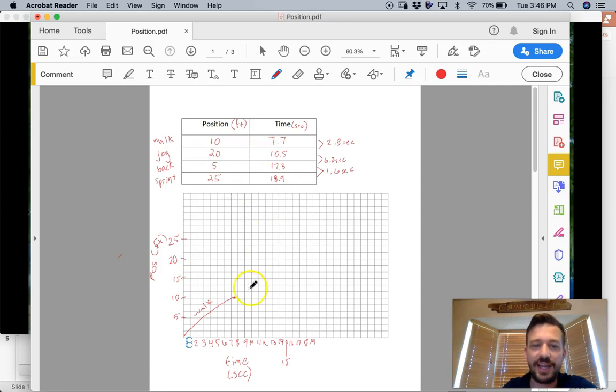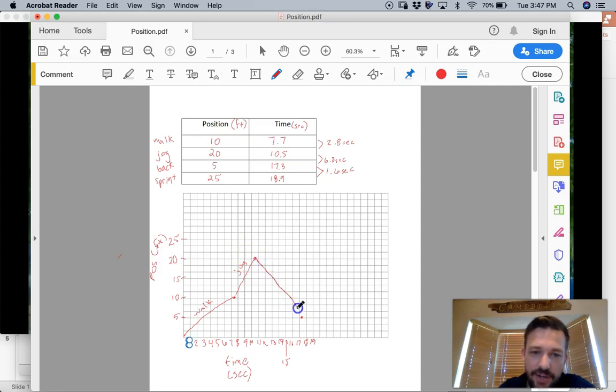It's a position of 20 in 10.5. So we go to 10.5, which is right there, and we go all the way up to 20, which is right there. And that's my jog. Okay, so it looks like when you move faster, the line will be steeper, correct? Okay, next thing, the backwards jog, and I went all the way to 5, so it's going to be to here, and we did that at 17.3, so it'll be right here, 17.3, and we went to 5, which is right here. Okay, and that's the backwards jog.